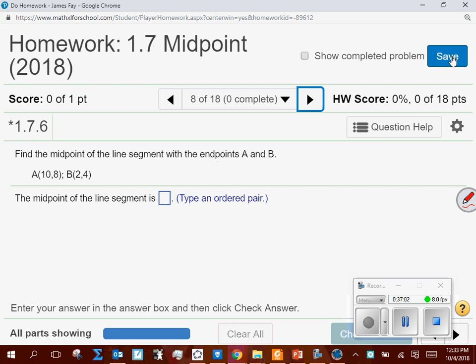Now I'm going to add my y's. 8 plus 4 is 12. Divide that by 2, I get 6 again. So my x coordinate is 6, my y coordinate is 6. If you hear me say the average of the x's, the average of the y's, that's what we're doing. Add them up, divide by 2, because you're only going to have two x's and two y's.